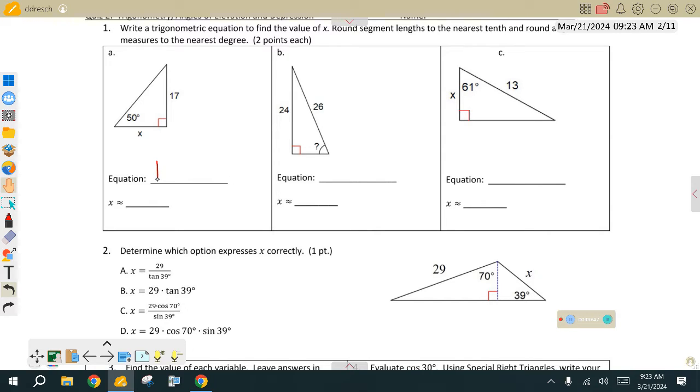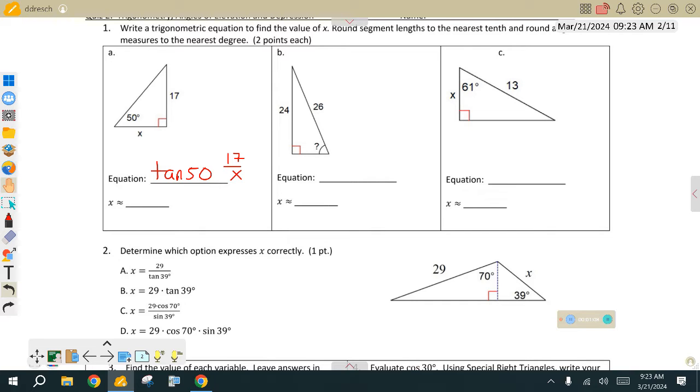We have tangent of 50 equals 17 over x, right? First thing is, let's talk: did you put an equal sign? Some of you did, and a handful of you did not. That's not correct. You're creating an equation, so make sure you have small things like that.